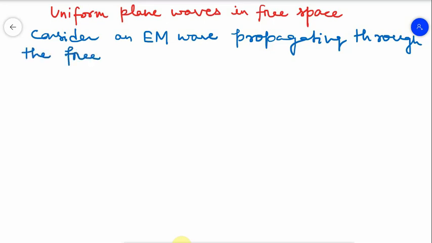So what is free space? Most of the time we consider air as a free space. Free space means conductivity is zero, sigma is zero, because free space or air cannot conduct. So the conductivity in free space is considered zero. Sigma is conductivity.